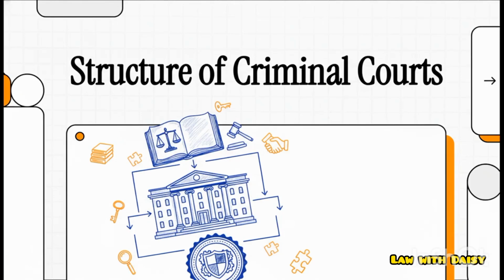Every society needs a really clear, consistent set of rules for how justice is handled. Think of it like a blueprint for a massive building. Without one, you just get chaos. Well, today, we're going to look at the official blueprint for our criminal court system.